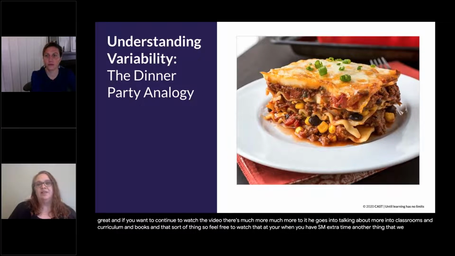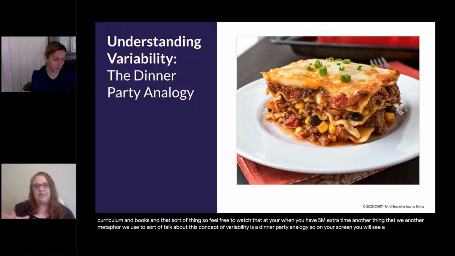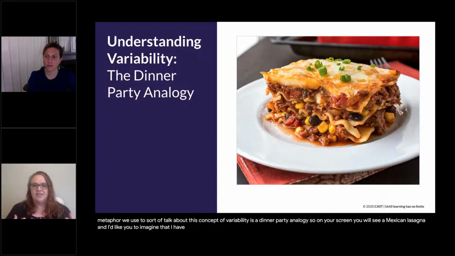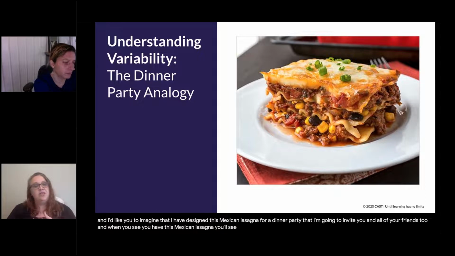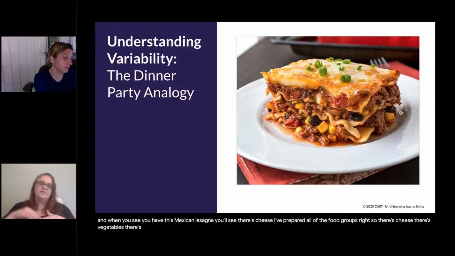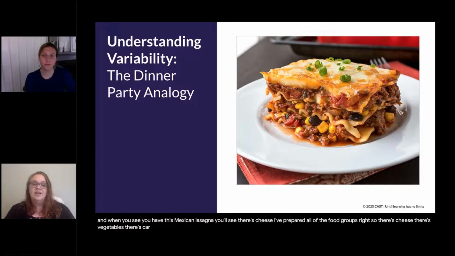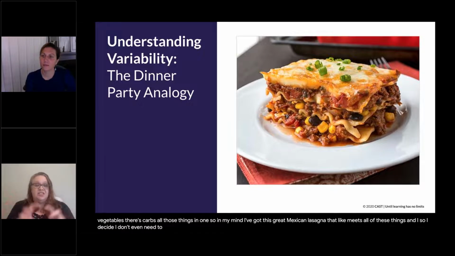Another metaphor we use to talk about this concept of variability is a dinner party analogy. On your screen, you'll see a Mexican lasagna. I'd like you to imagine that I have designed this Mexican lasagna for a dinner party that I'm going to invite you and all of your friends to. I've prepared all of the food groups, right? There's cheese, vegetables, beans, meat, carbs, all those things in one. So in my mind, I've got this great Mexican lasagna, and I decide I don't even need side dishes because everything nutritious is in it.